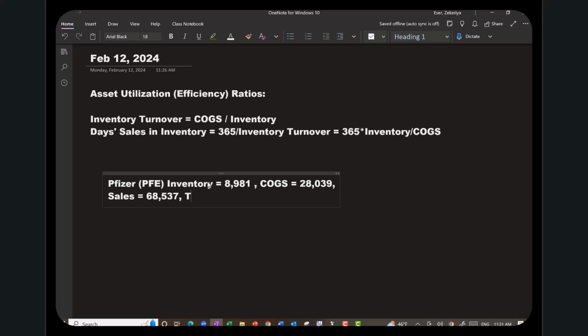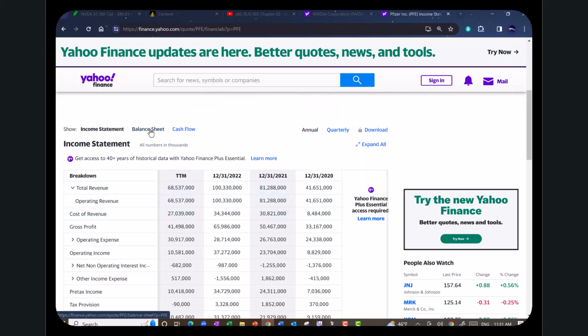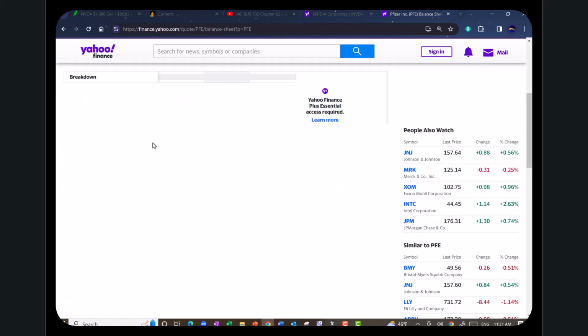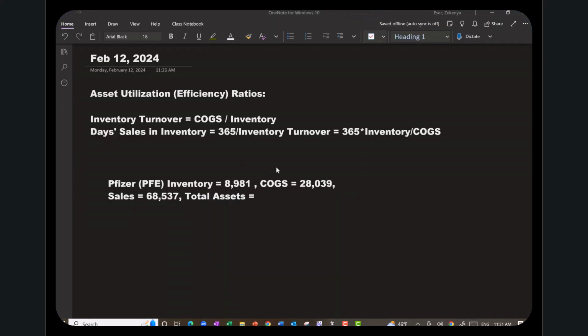Actually, I also want total assets, because we're going to need that for later purposes. Obviously, that's in the balance sheet. 197,205.